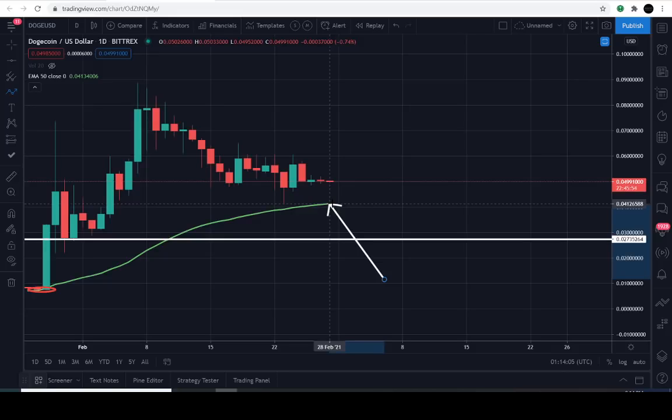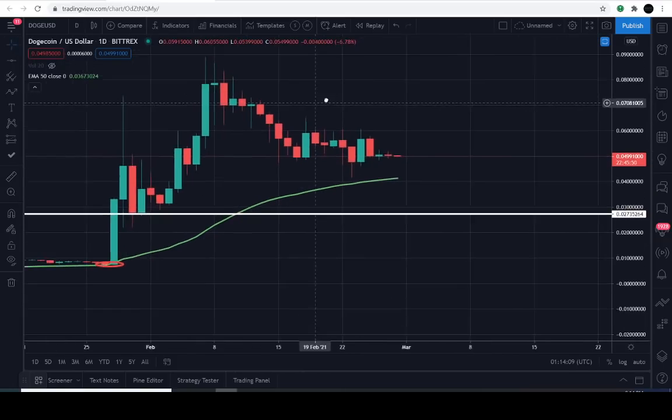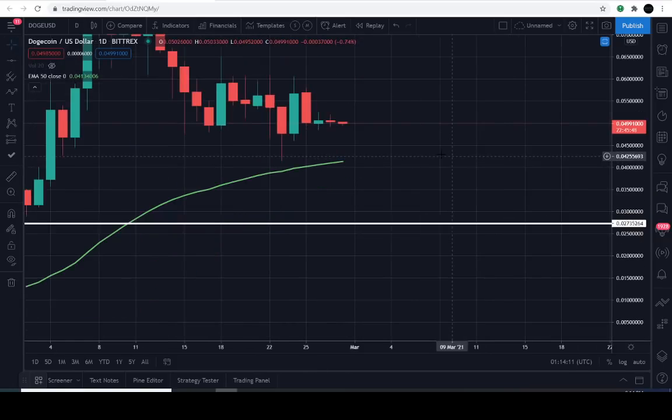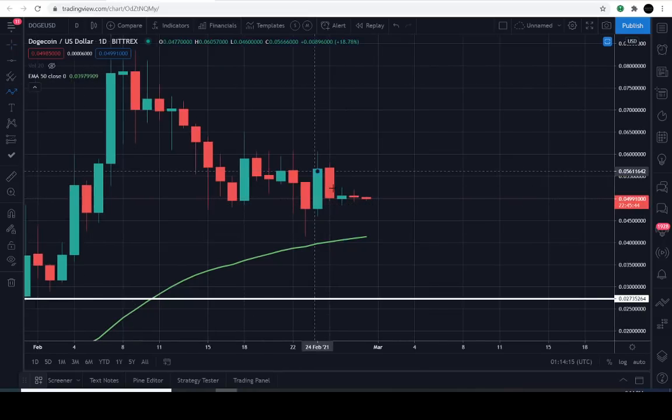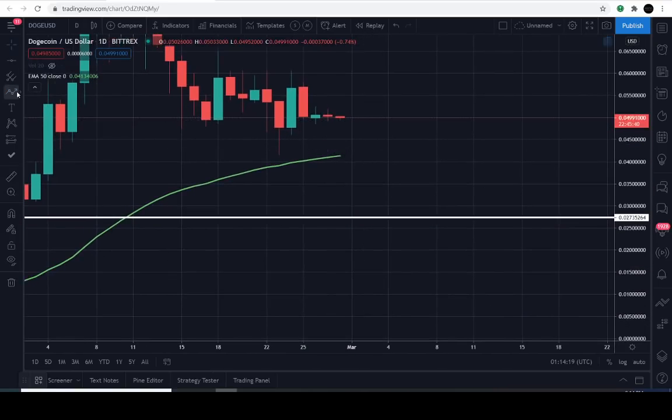Okay, so again, let's give the price 72 hours. Let's see if we can get some sideways consolidation from Dogecoin. This way, this would build up enough strength and allow this moving average to continue to move up with the price. And I think at that point, we'll have to revisit the chart to see if there will be some explosions to the upside out of Dogecoin.